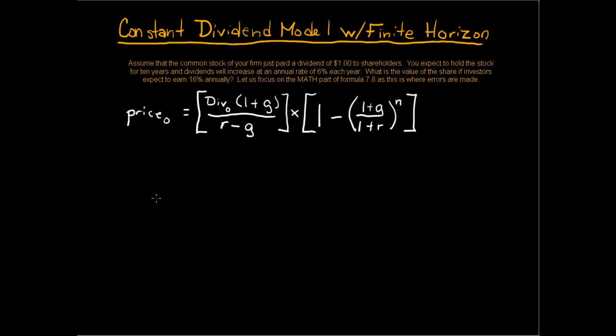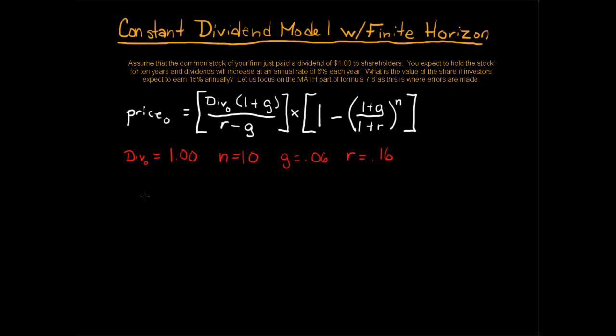We have a firm that just paid $1 in dividends, so that means our dividend 0 has been given to us as $1. We expect to hold the stock for 10 years, so that's our N. And dividends will increase at an annual rate of 6% each year, so our growth rate is 0.06 or 6%, and that investors expect to earn 16%. That's 0.16.